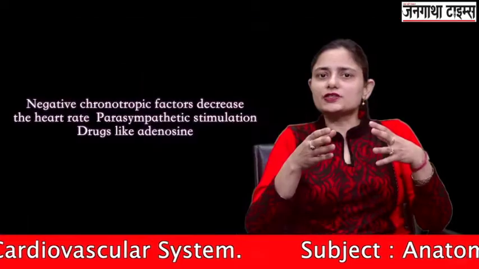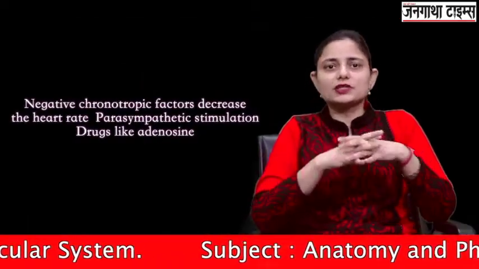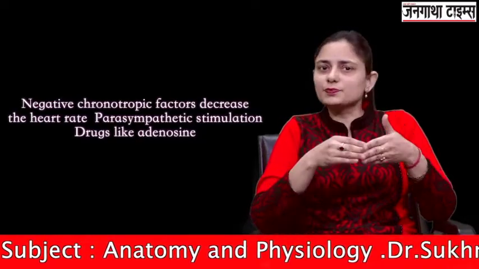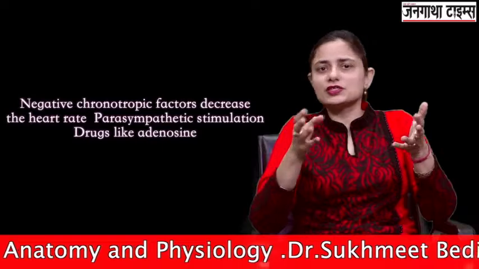Then there are certain factors which reduce the heart rate. They are called the negative chronotropic factors. For example, the parasympathetic stimulation and certain drugs like adenosine.